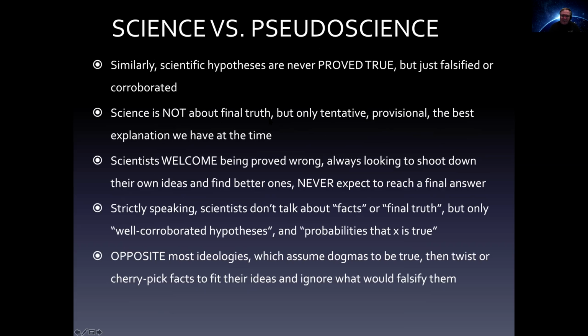And we're not about final truth. Scientists are always aware that they're on a slightly better path, but they're getting a tentative, provisional explanation of the world. The best explanation at the time. We always know that it could be wrong in the future, although many ideas we doubt will ever be proven wrong, okay? And so this is the big difference.